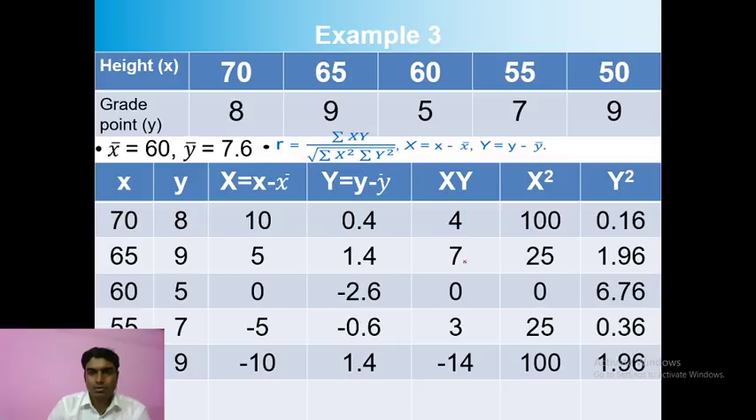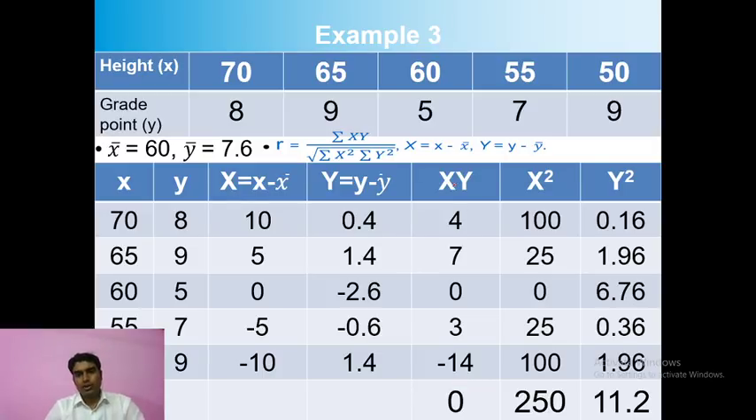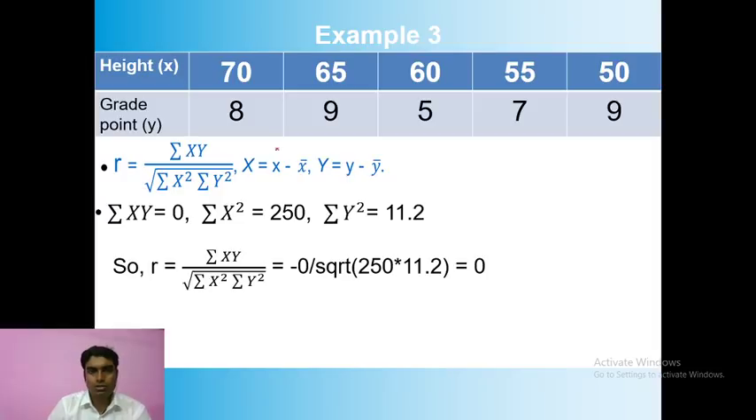Now I have to find out the product, and lastly we have to find out the sum of all the column members. So in this case it is 0. Now see, here the sum of the product XY is 0. Now if I plug it in here, then whatever the denominator, r will be 0. So r will be 0.